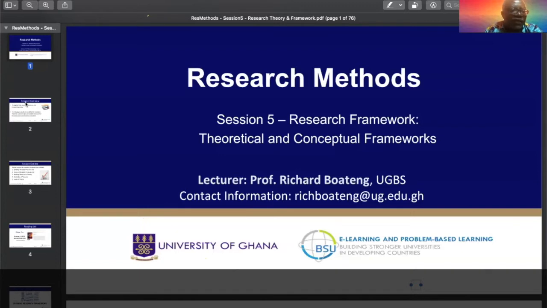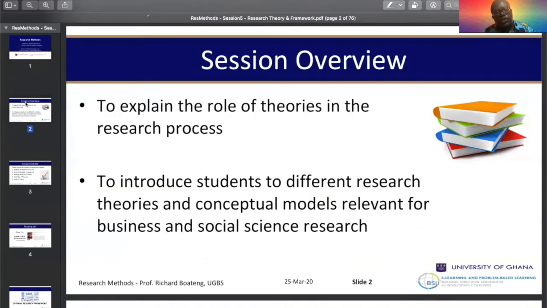Okay, so to start off, our session today seeks to explain the role of theories in the research process. And we want to try to introduce students to different research theories and conceptual models relevant for business and social science research. You may have heard about the concept of theories for quite some time now, and we will be asking and wondering, what are theories? So that's what we'll try to do today.